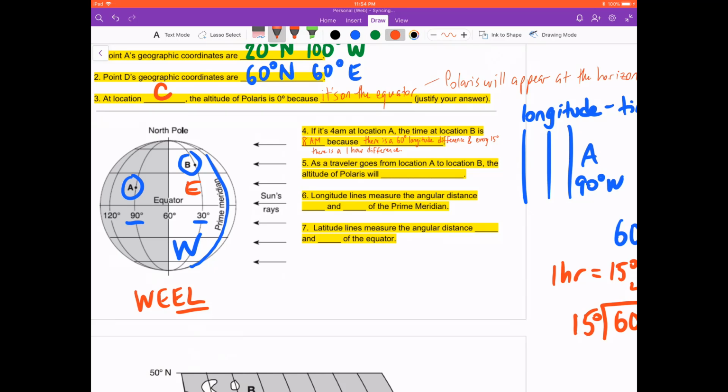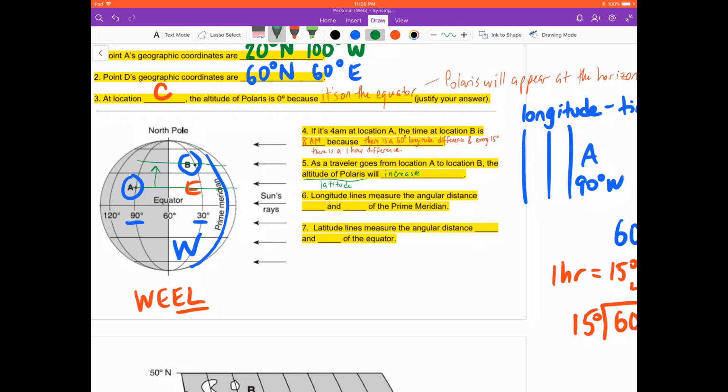is not too long. But number 5, as a traveler goes from location A to location B, the altitude of Polaris will. So if they're going from A to B, altitude of Polaris, we're looking at latitude. So we're looking at lat flat. So it looks like the latitude is going to increase. So the altitude of Polaris will increase. Okay, it's hard to estimate what it's going to increase to because they don't really give us reference lines except for the equator, but we know that it's going to increase.